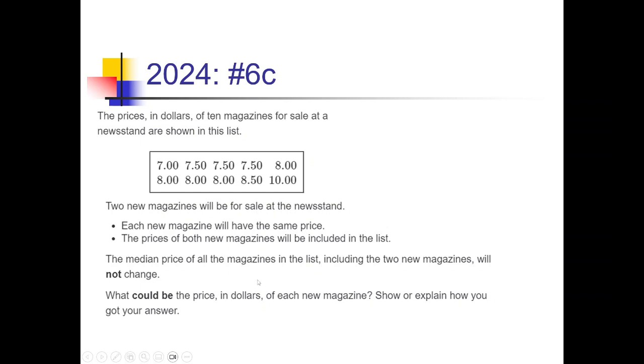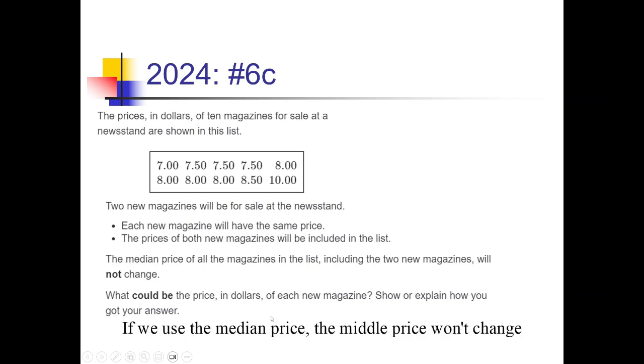So if we don't want the median price to change, then we would like to pick prices that are either as close to the median as possible or are the median. We're going to go with prices that are the median. If we use the median price, then when we line these up again, the middle price is not going to change. So we would have an extra 2 magazines that are each worth $8, and then the new middle would just be like halfway between the 2 new 8s that are in the middle. So we're going to go with $8 for the new prices of those 2 magazines.